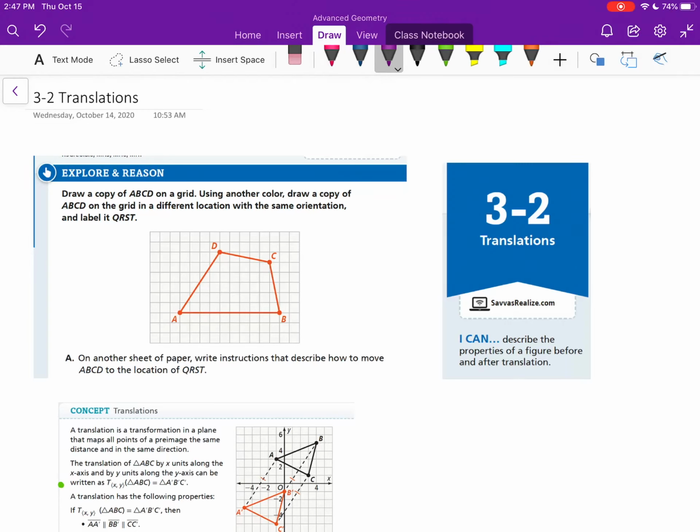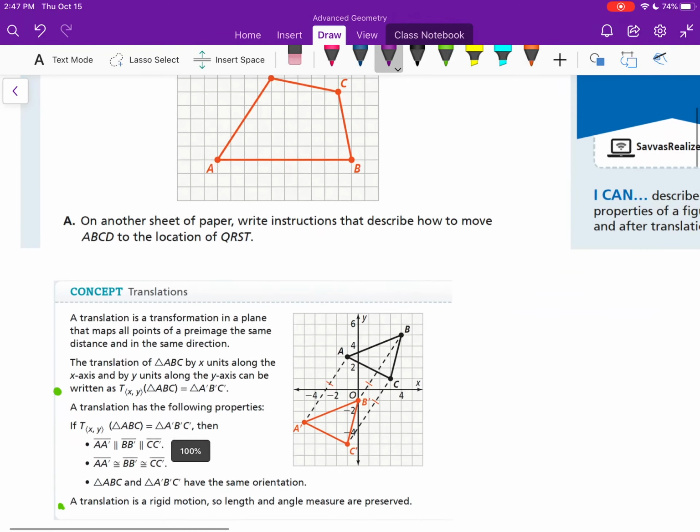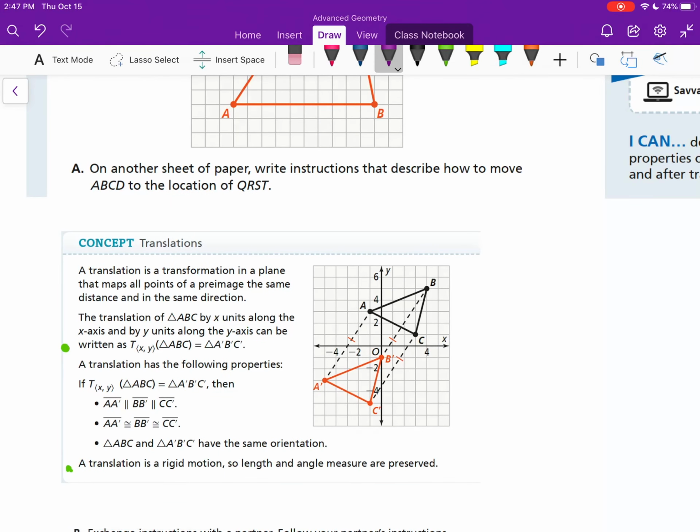All right, you guys, 3.2 is all about translations. And a translation is a transformation that maps all the points of the preimage the same distance and in the same direction. AKA, if you're looking at this graph, you can see that this whole image shifts down together.